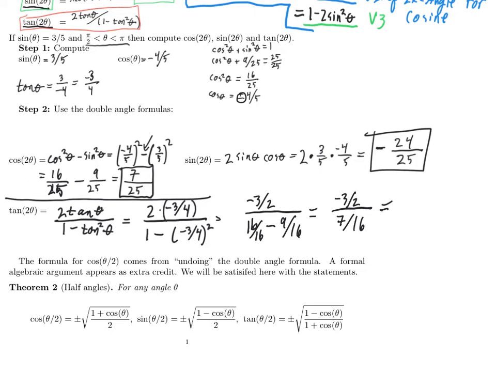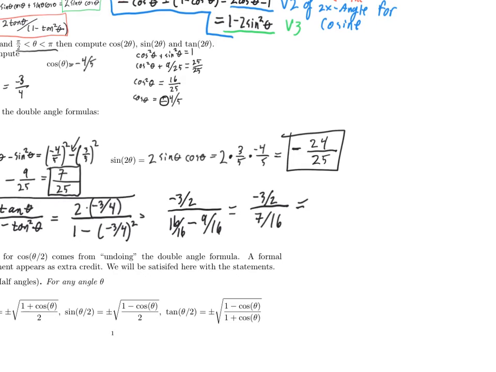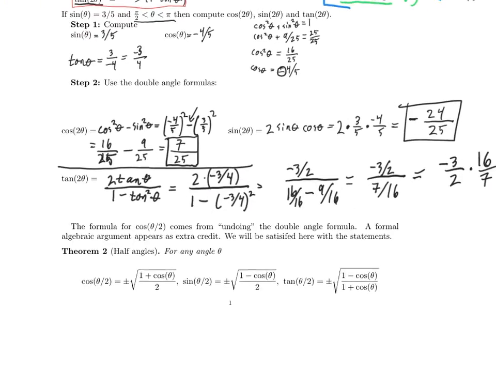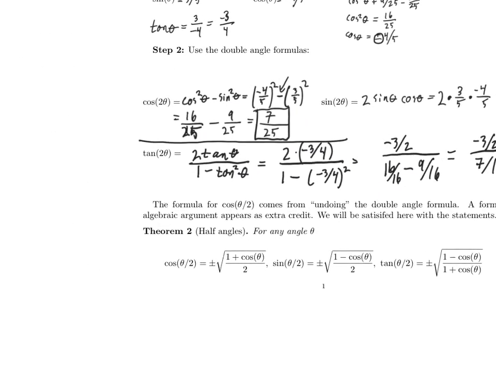And now, well, I see a fraction divided by a fraction. Division by a fraction is the same as multiplication by the reciprocal of the denominator. So that's negative 3 over 2 times 16 over 7. 16's even. 16 is 2 times 8. So that'll be negative 3 times 8 over 7. That's 24, because 3 times 8 is 24, over 7. Oh, remember the negative sign, Chris. There it is.